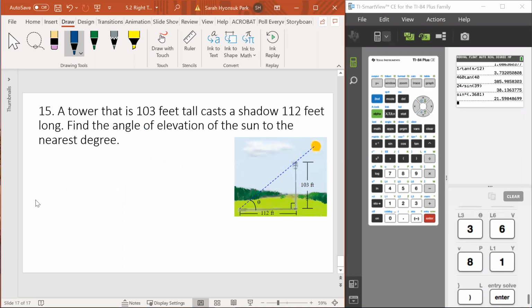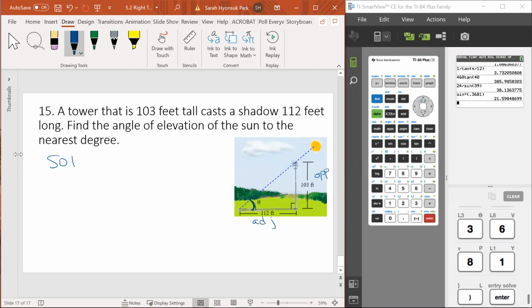Okay, so here is the last problem. It looks very similar to the homework problem for this week. It says a tower is 103 feet tall that casts a shadow of 112 feet long. Find the angle of elevation of the sun to the nearest degree. Okay, so here, if we are standing at this angle, the two sides that we're dealing with that are given are the opposite and then the adjacent.